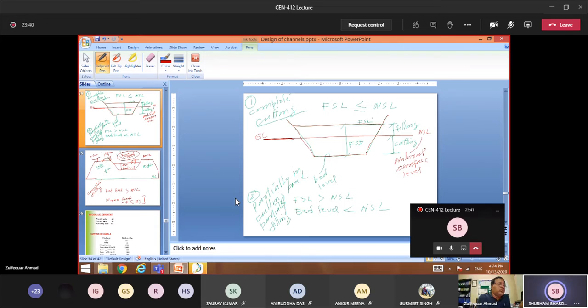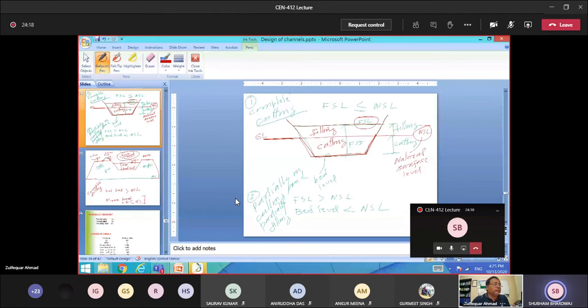Yes, sir. Your full supply level, this FSL, is above the NSL. In that case, what you have to do? You have to fill the soil. Partially you have to cut it. This much you have to do the cutting. Let me write here. This will be the cutting, and this much will be in the filling. So this is partial in cutting, partial in filling. So have you understood this? Yes, sir. Got it.